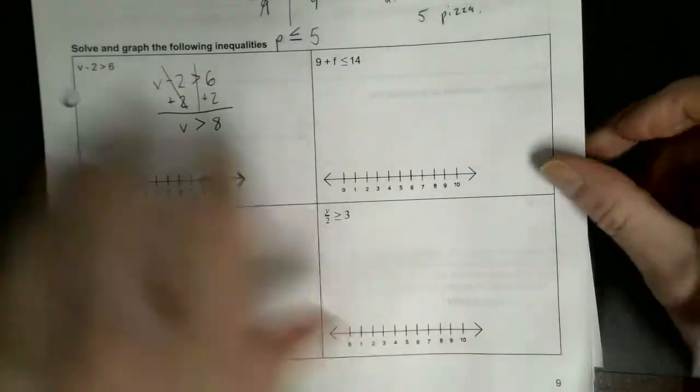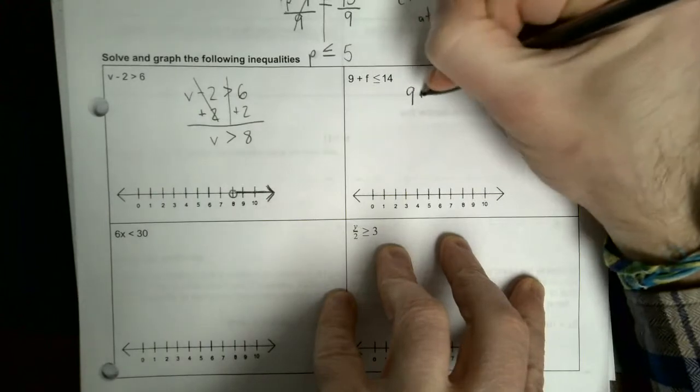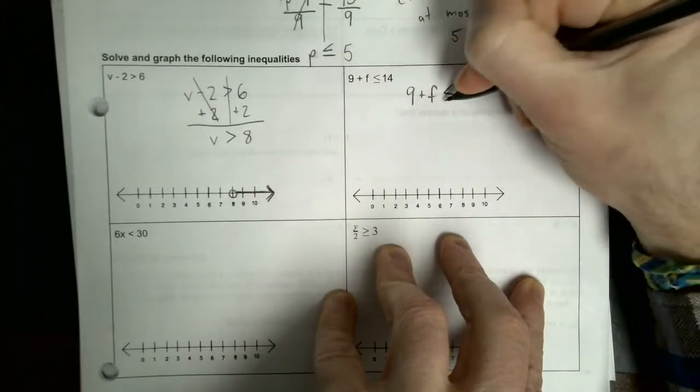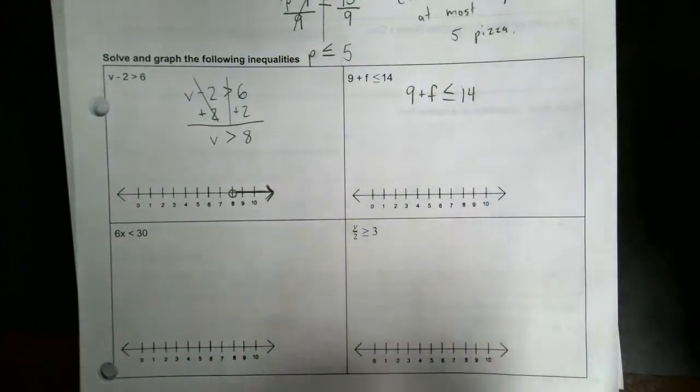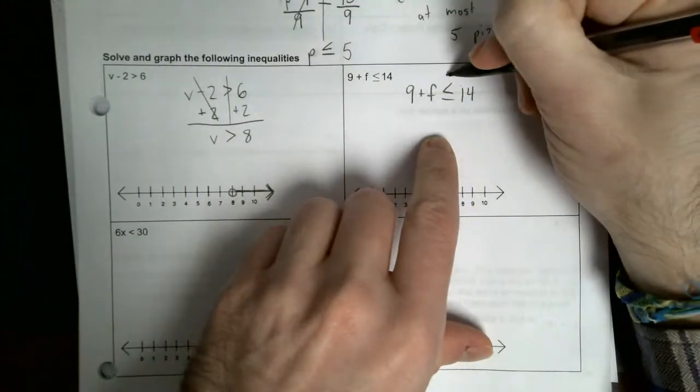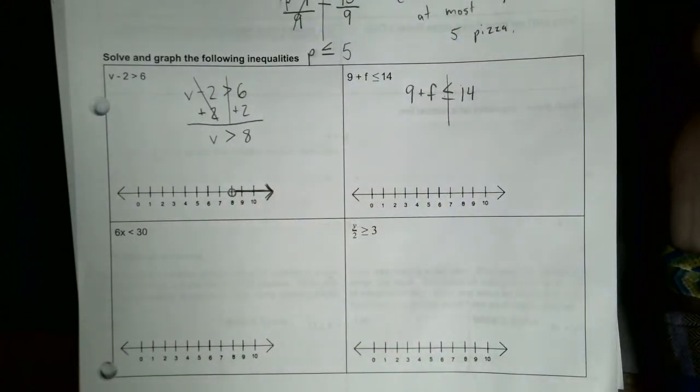Let's try this one next to it. 9 plus f is less than or equal to, oh, I heard that graphite snap. It's probably going to come out. Oh, there it goes. All right. Do our wall. Less than or equal to 14. 9 plus f is less than or equal to 14.